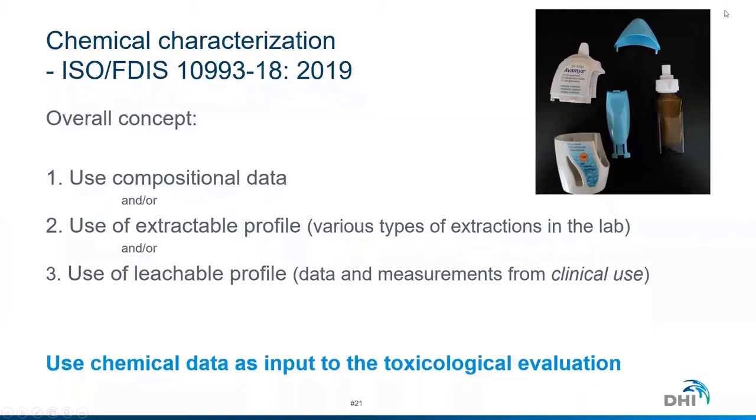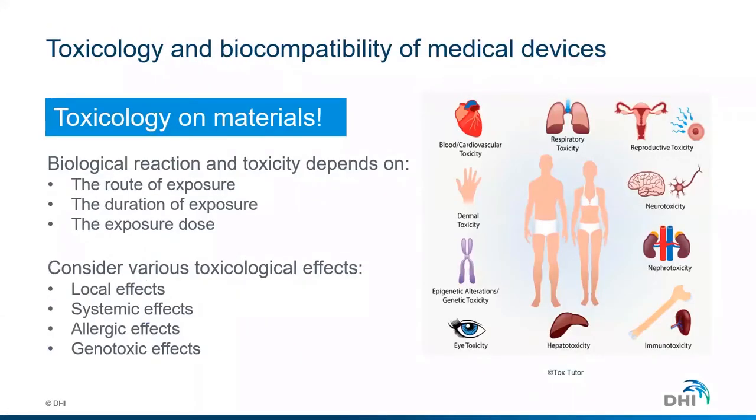And for those parts, it may be sufficient to collect the compositional data and supplier information to describe those polymer material components. While for the component here, the actual drug vial, you may want to also do the extractable profile or the leachable profile. And those chemical data should be used as input for the toxicological evaluation.